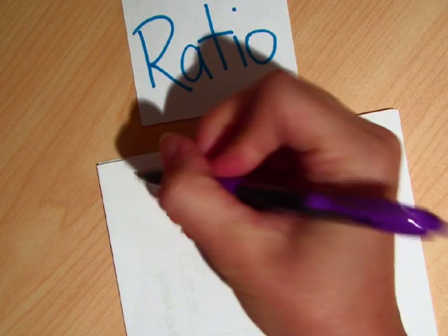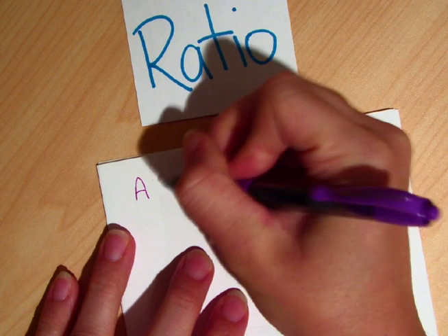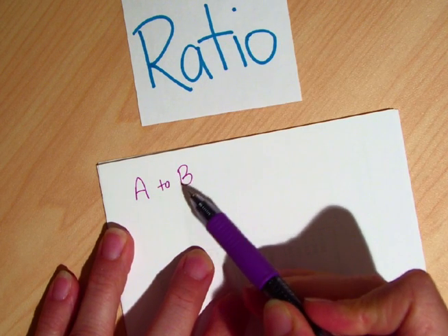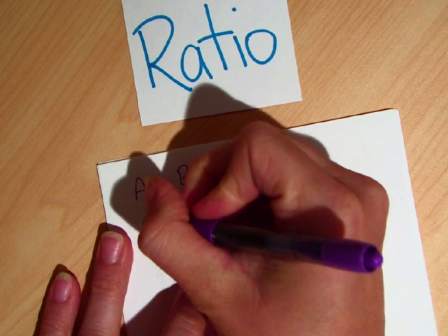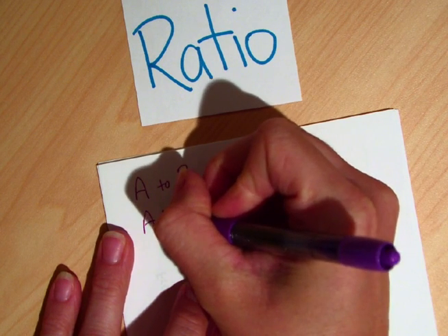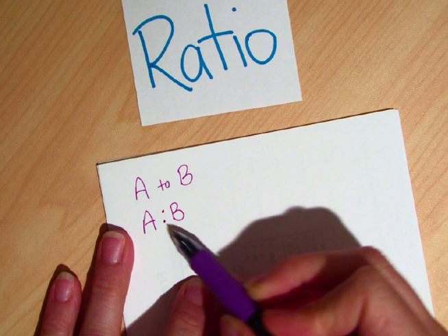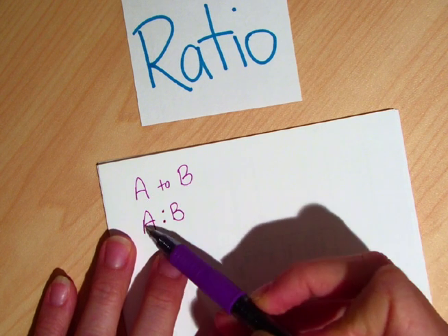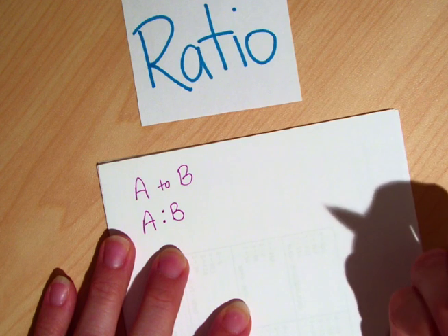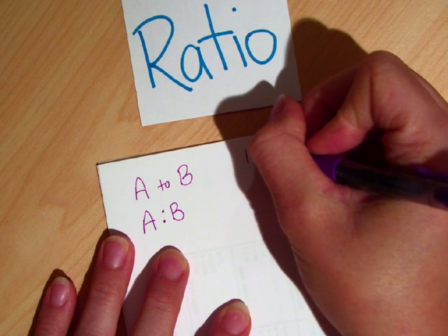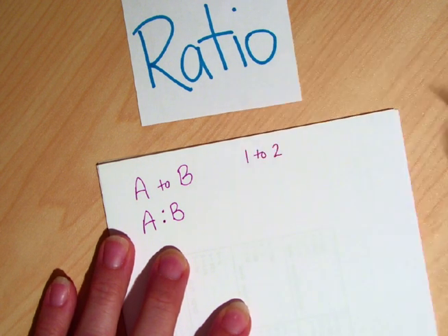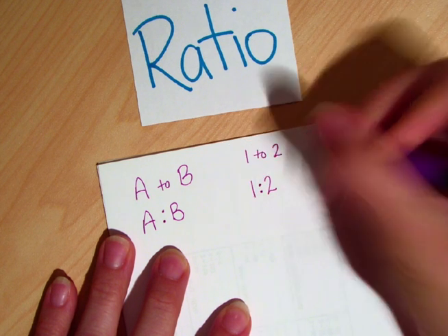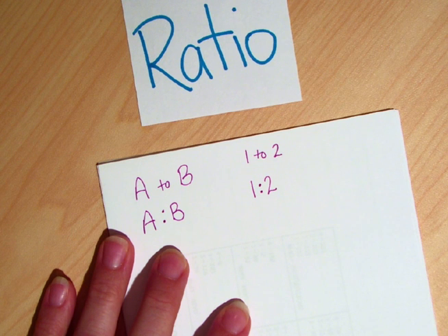You can write a ratio as A to B, with A and B being number quantities, or you can write it as A:B with a colon in the middle. Either way, they are read the same, A to B. So for example, we might have 1 to 2 or 1:2. This is a ratio.